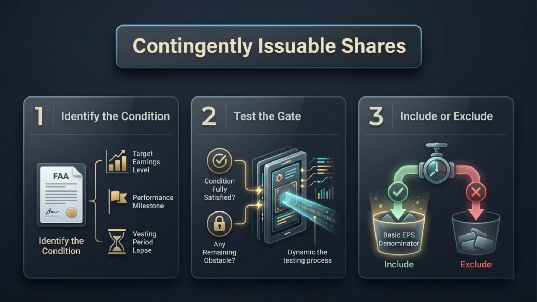Contingently issuable shares require a gate test. For basic EPS, these shares enter the denominator only when all required conditions have been satisfied and there is no remaining circumstance under which the shares would not be issued. Until that gate opens, the shares stay out of basic EPS entirely. Do not use the diluted EPS contingency test here. This is basic EPS, so the condition must actually be satisfied.